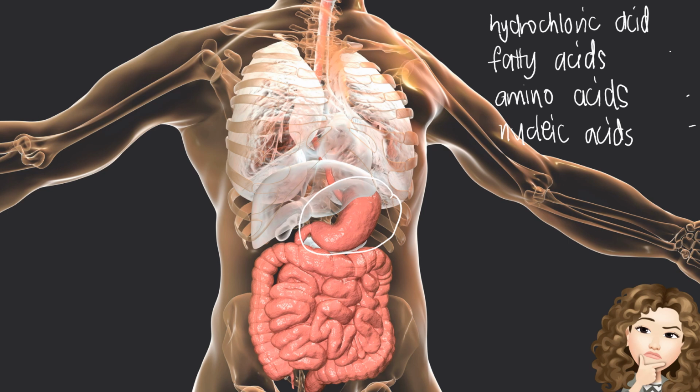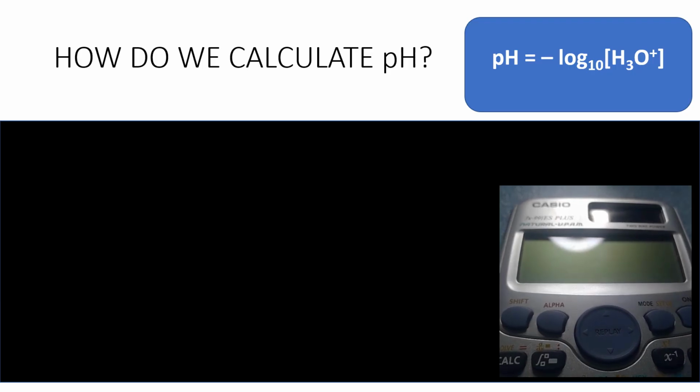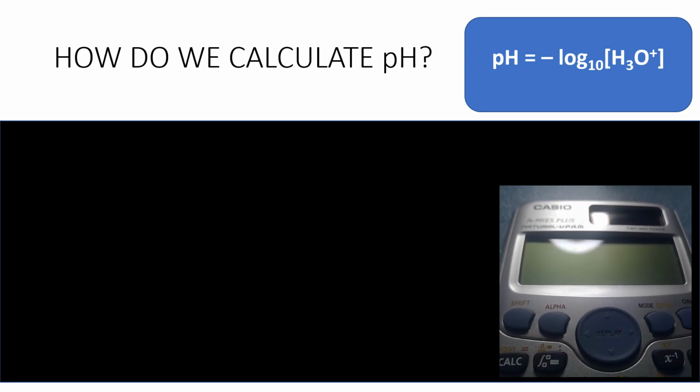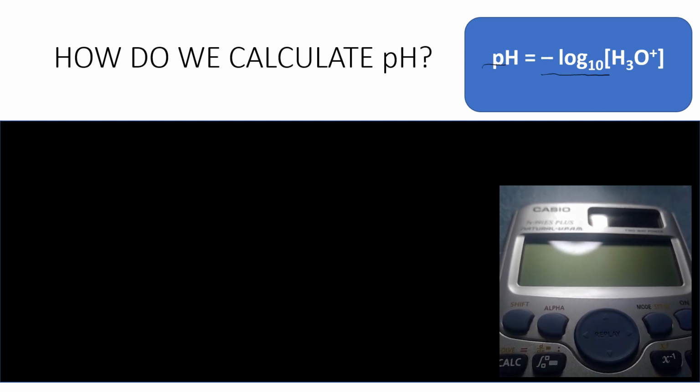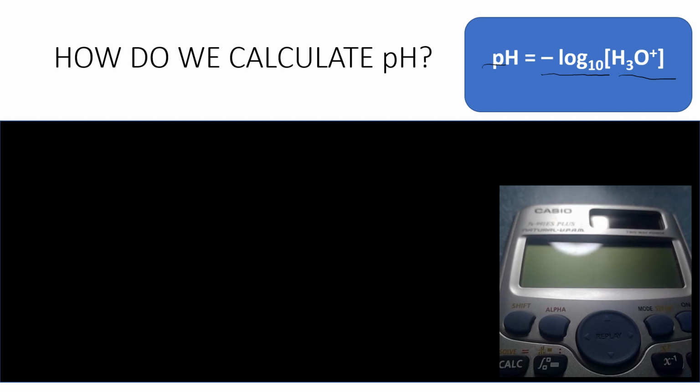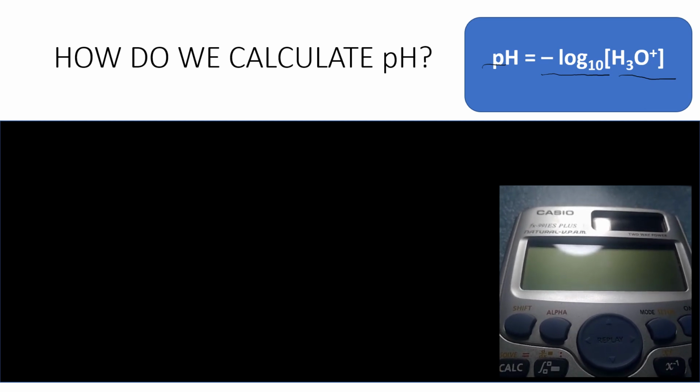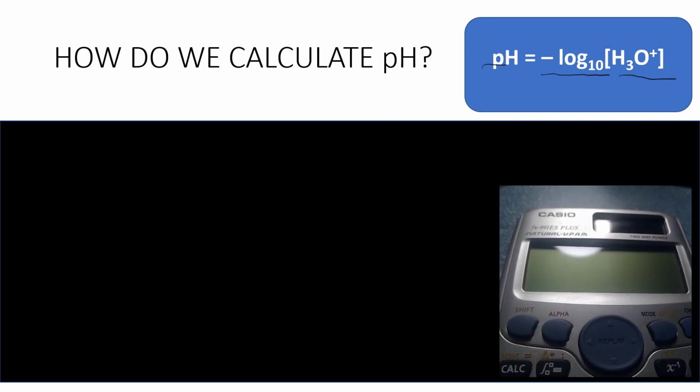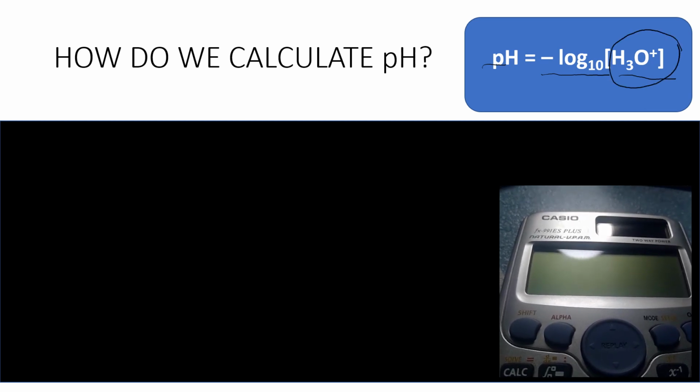So now you know that these acids donate hydrogen ions or release hydrogen ions when they come in contact with an aqueous solution. How do we calculate pH? To calculate pH, the formula is simply pH is equal to negative log of the hydronium ion concentration. So it looks complicated, but it is not. If you have the hydronium ion concentration, you can easily compute for the pH.